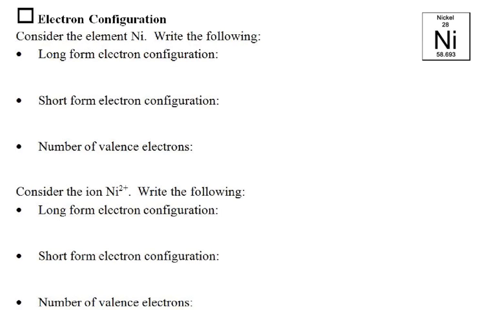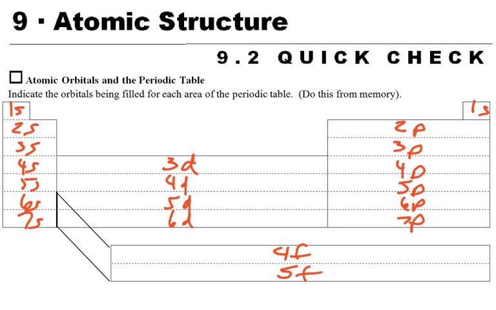Now we have nickel. Here's nickel from the periodic table. So we can see from that we have 28 protons, and since we're not saying this is an ion, that's also 28 electrons. So we're going to write the long form electron configuration. Well, we could go back and use the chart here. We know nickel is somewhere over here, so it's going to be 1s, 2s, 2p, 3s, 3p, 4s, 3d.